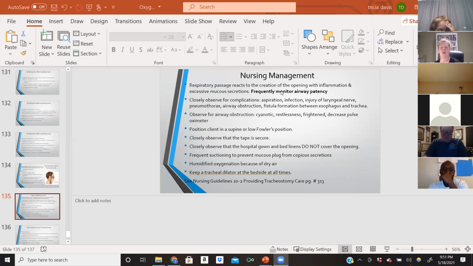So you want to observe for any type of airway obstruction. Check to make sure they're not cyanotic. Are they restless, which could indicate a lack of oxygen? Do they have anxiety? Do they appear frightened? Is their pulse ox dropping? These are signs of airway obstruction.